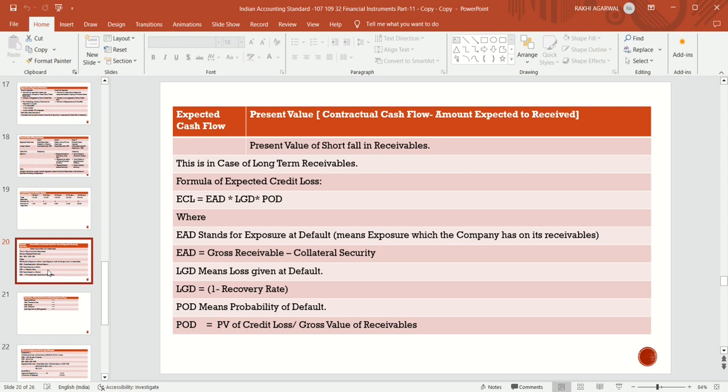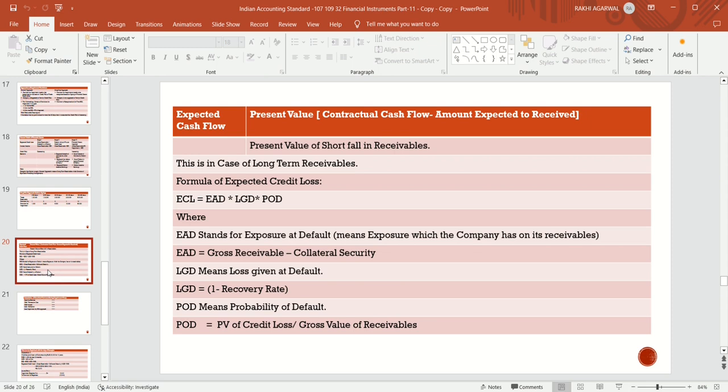EAD into LGD. LGD means loss given at default. The formula for LGD is 1 minus recovery rate. The formula for EAD is gross receivable minus collateral security: how much the receivable is there, and how much security is given by the debtor. And POD means probability of default: present value of credit loss divided by gross value of receivables. So ECL is EAD into LGD into POD.